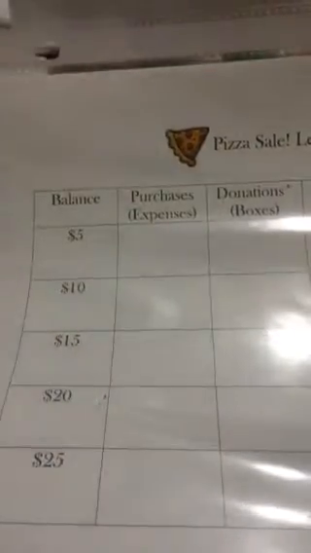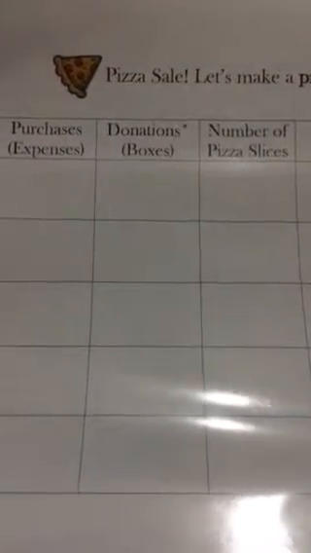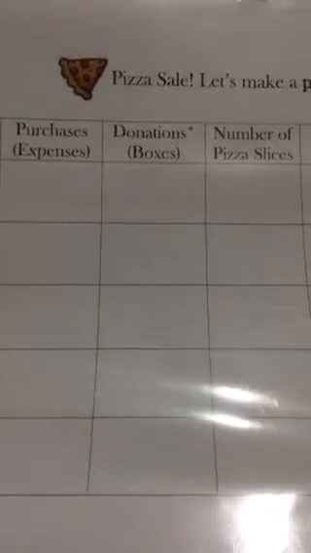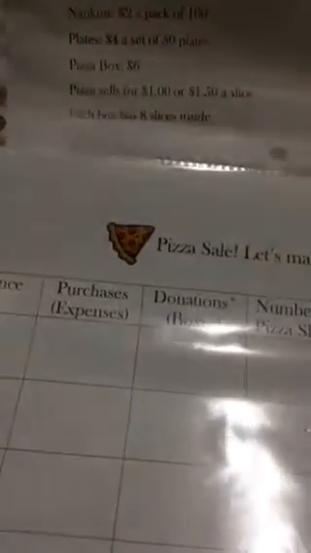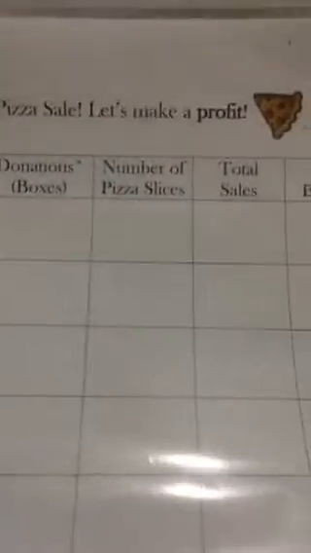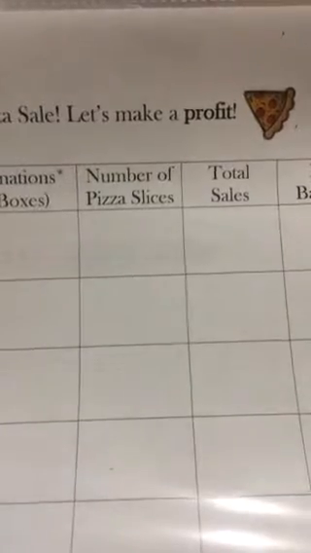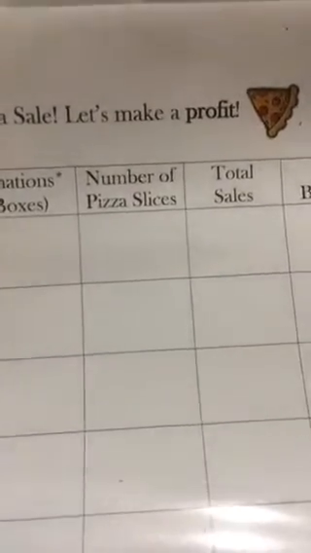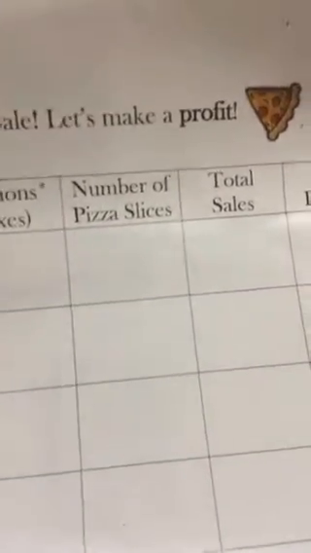The next column is donations. They will roll the dice to get the number of boxes donated to them. The next column is the number of pizza slices. This will allow the students to calculate the number of pizza slices they have in total, and they will use the key to see that there are 8 slices inside each pizza box. The next column is the total sales. This column will allow the students to calculate the total amount of cash they will get after selling all their pizza slices.